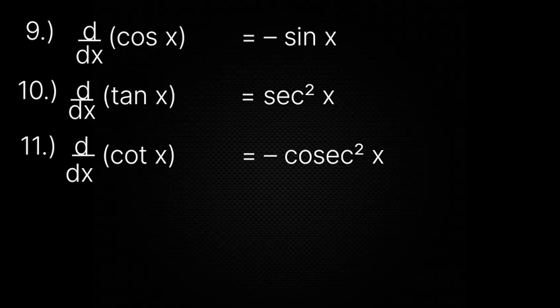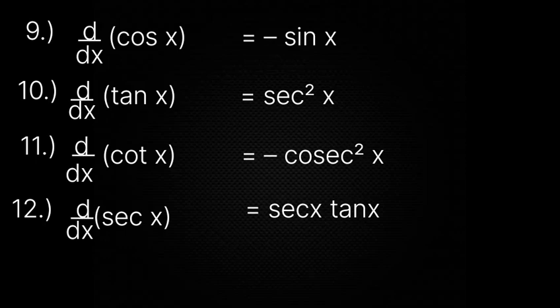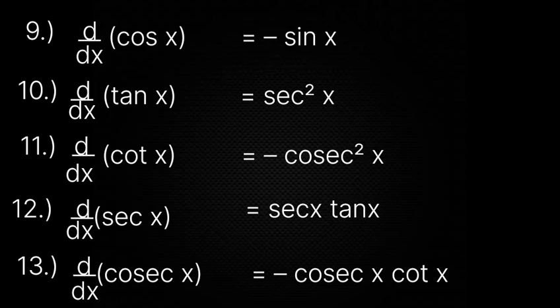cosecant squared x. Similarly, the derivative of secant x is secant x times tangent x, and differentiating cosecant x results in negative cosecant x times cotangent x. Notice how every trigonometric function starting with co always gives a negative derivative.